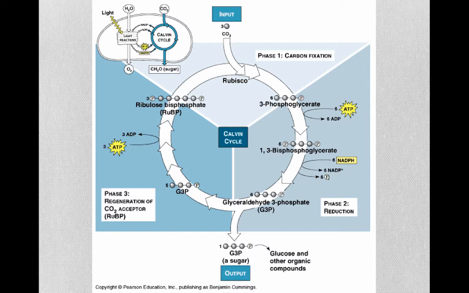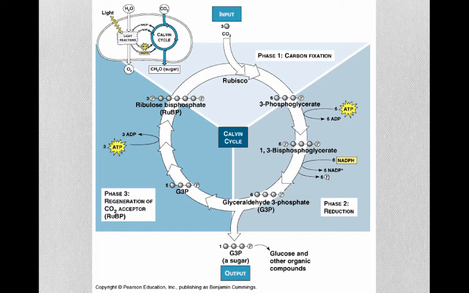If we look at it in a little more detail, in part 1, which is carbon fixation, carbon dioxide combines with ribulose bisphosphate, which is a 5-carbon compound, and it forms an unstable 6-carbon compound, which immediately breaks down into 2 PGAs, or phosphoglycerates. Those are each 3 carbons.